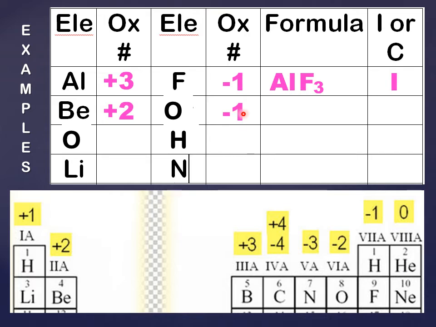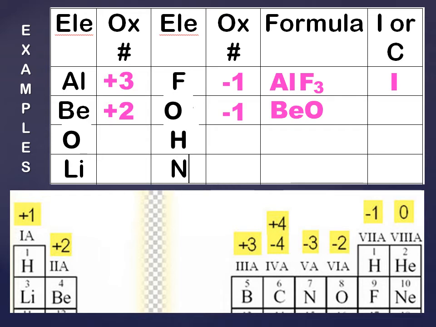Beryllium. Beryllium's right here in group 2, so that's +2 charge. Oxygen's right here in group 16, so a -2 charge. That's a typo. This should be -2. Okay. This is going to be -2, you guys. Okay. So, writing the formula.